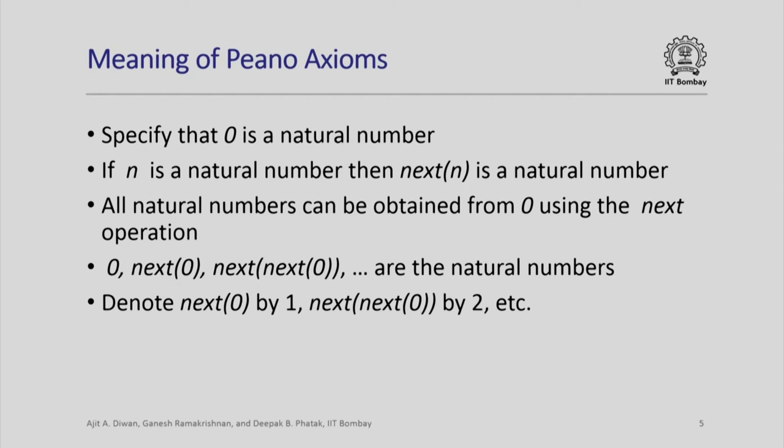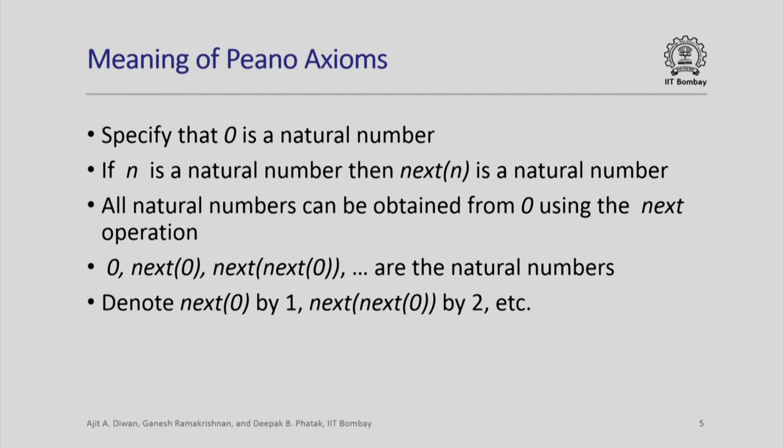There is nothing else. So note that if you look at real numbers also, for every real number x, x plus 1 is a real number. But natural numbers don't include all real numbers, because we are saying that every natural number can be obtained from 0 by applying the next operation. So we will denote next 0 by 1, next of next 0 by 2, and so on.